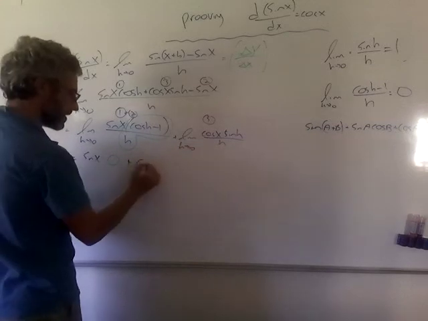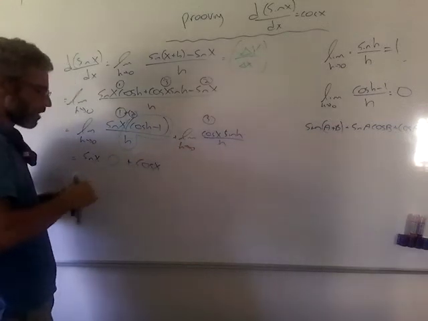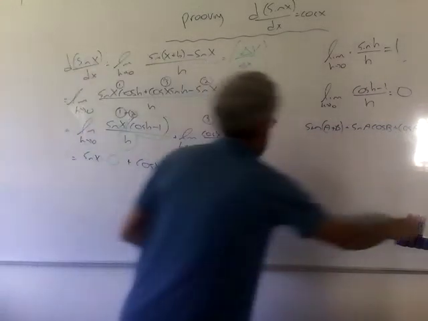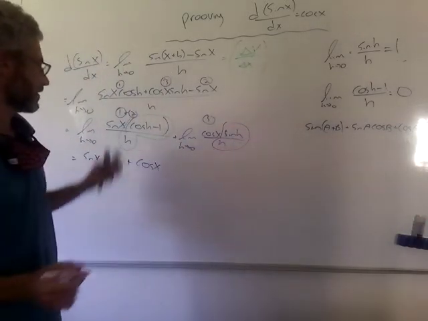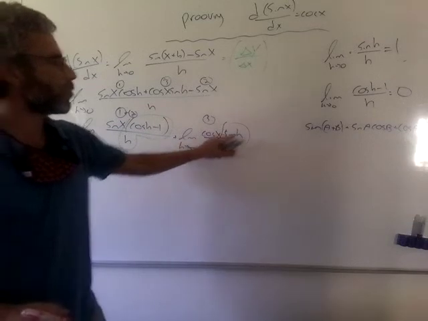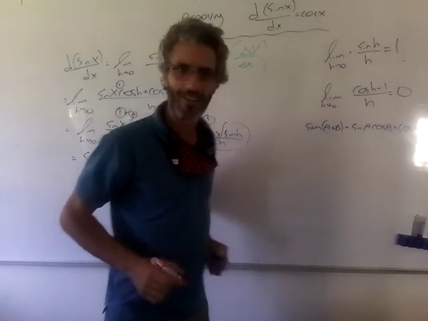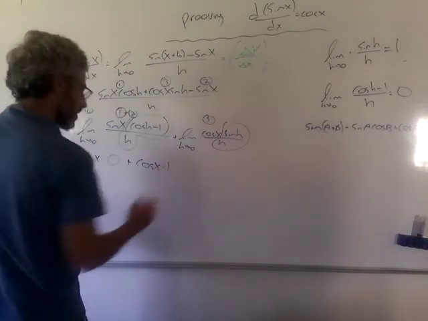Next thing, I've got cosine x. And now I've got, let's use another color, sine h over h. I've got sine h over h. What is sine h over h? Aha, that's 1. So we're going to times that by 1.